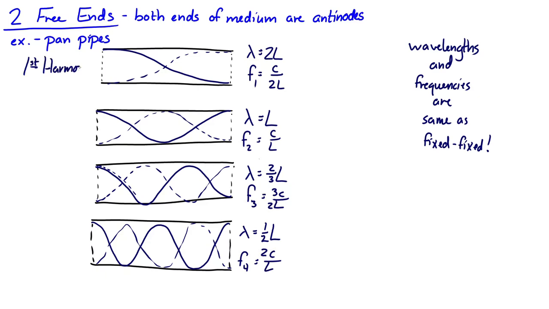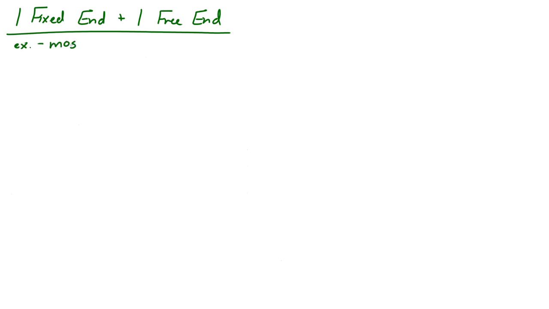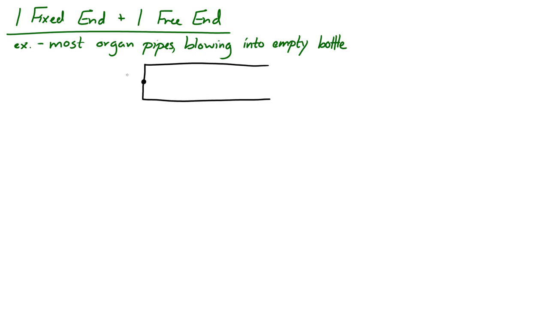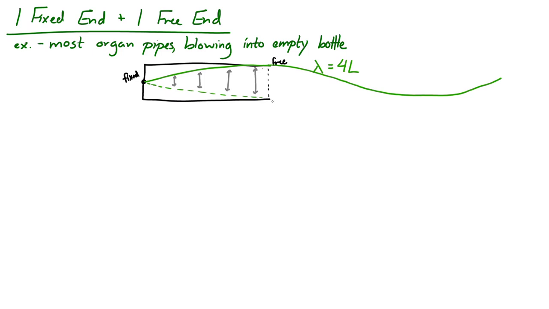All right. Now, the one that we haven't looked at is the one that has one fixed end and one free end. So this would be a situation like most organ pipes, or if you're blowing into an empty bottle, say. So in this situation, here is a fixed end, here is a free end. The largest possible wavelength we could get would look like this. There's one fixed end, one free end, one node, and one antinode at the free end. So in this situation, the wavelength is 4 times L. In order to get a full wavelength, it would have to be 4 times the length of the pipe. And the frequency would equal C over 4L.